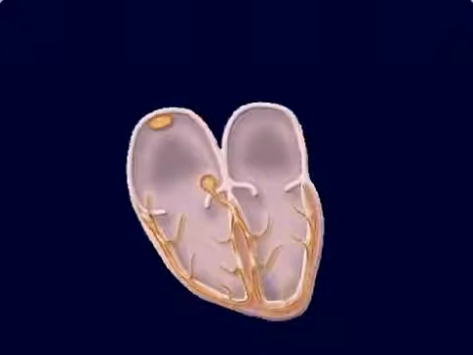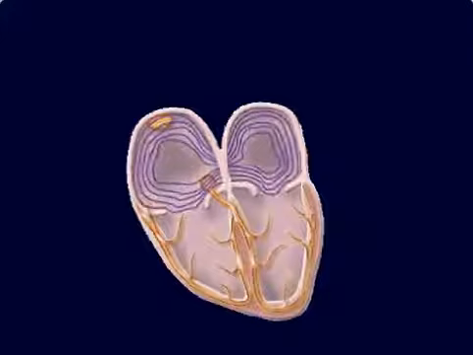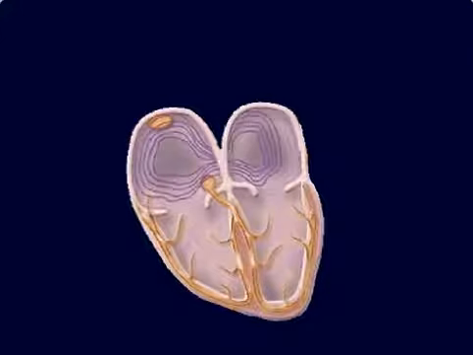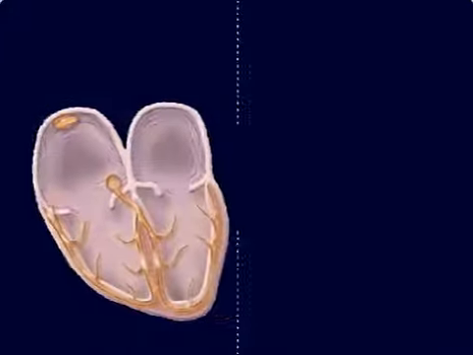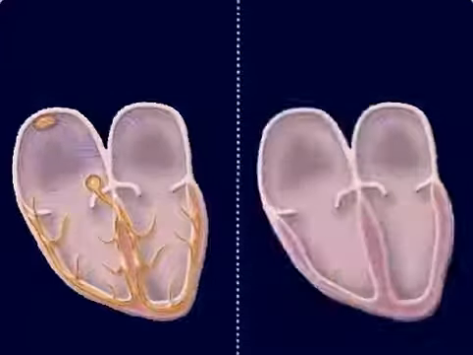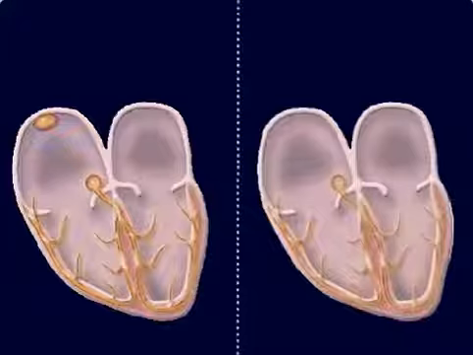The sinoatrial node initiates single impulses that are transmitted across the atria. On the right side of the screen, note the various regions of the atria that initiate impulses at random and irregular intervals.